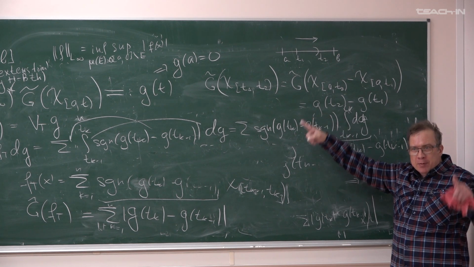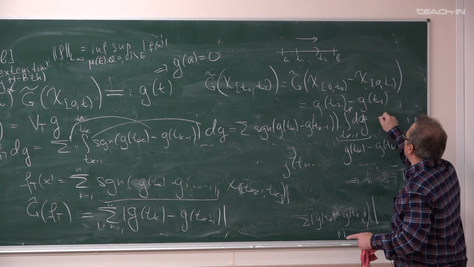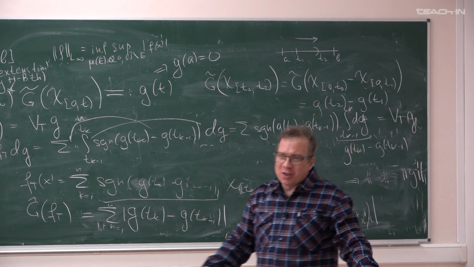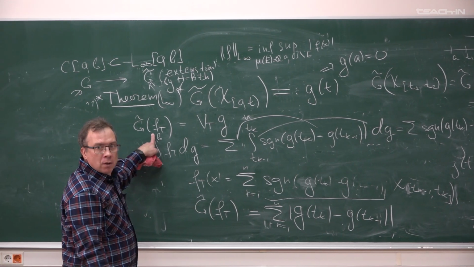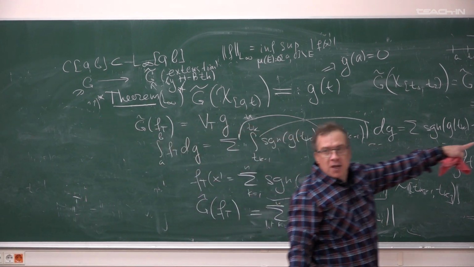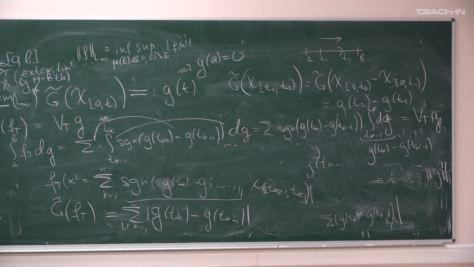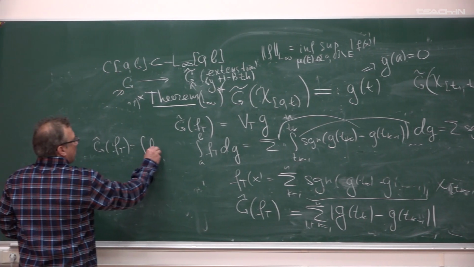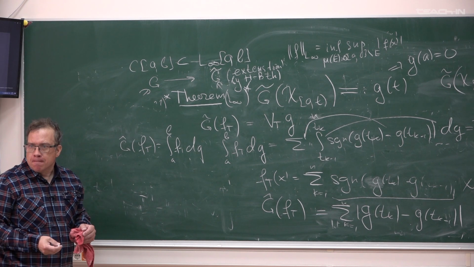the sum of absolute values of oscillation. So it is just the variation of function g over subdivision t. So these results are the same. So we see that for the function f_t, we have the integral. We show that they coincide.